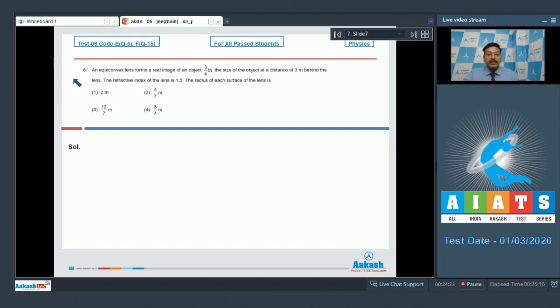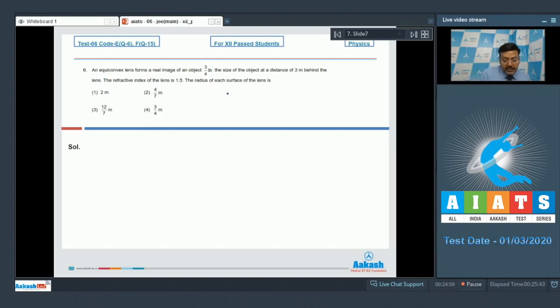The given information is that it's an equiconvex lens and the size of the real image is 3/4 the size of the object. The distance of the image from the lens in fact is 3 meter. So combining all this, the question of course is from the topic ray optics, and the lens maker's formula will be applied and the lens formula will also be applied.